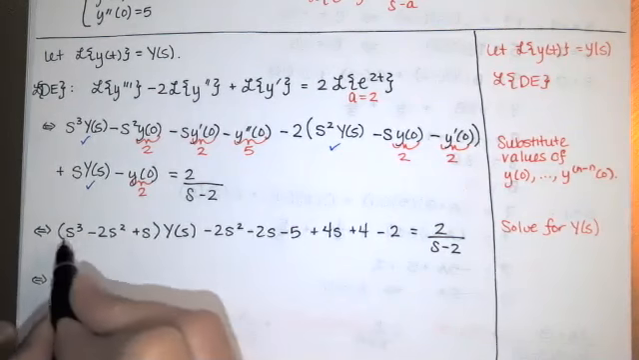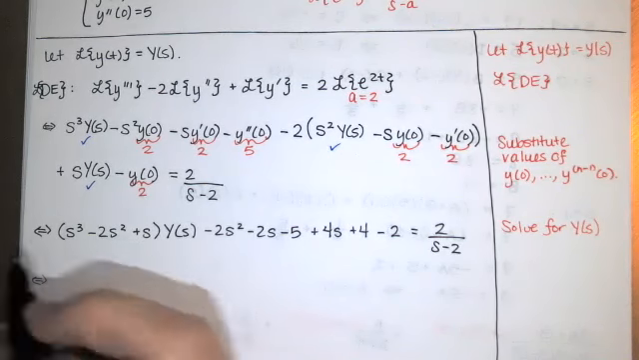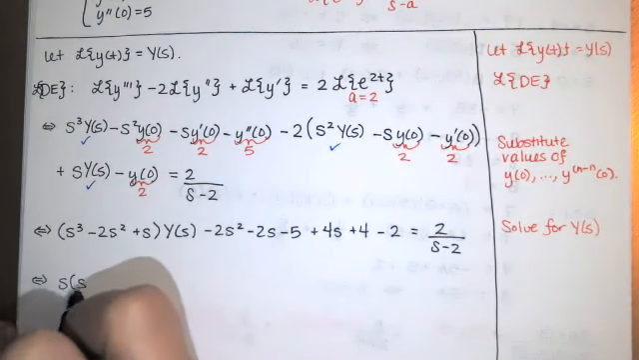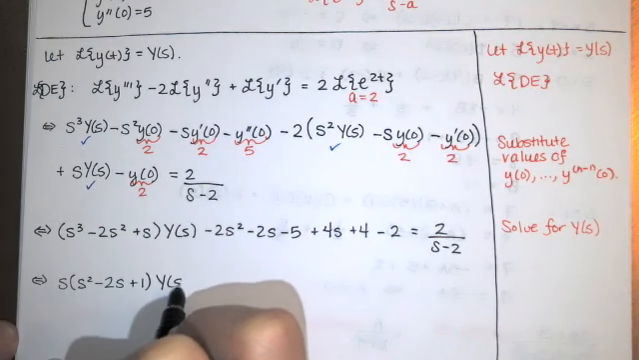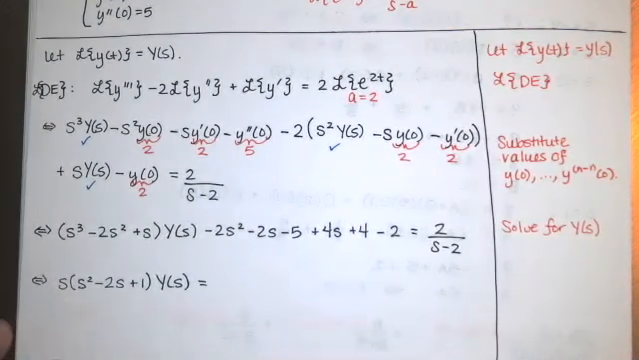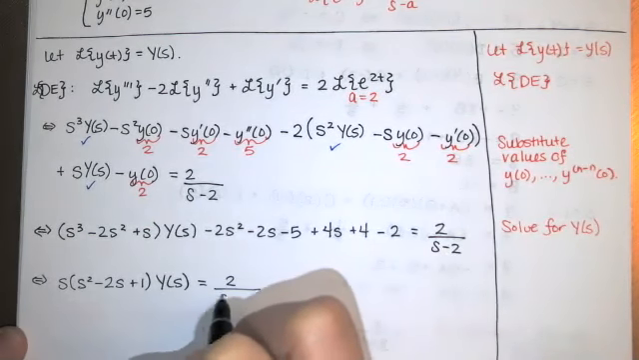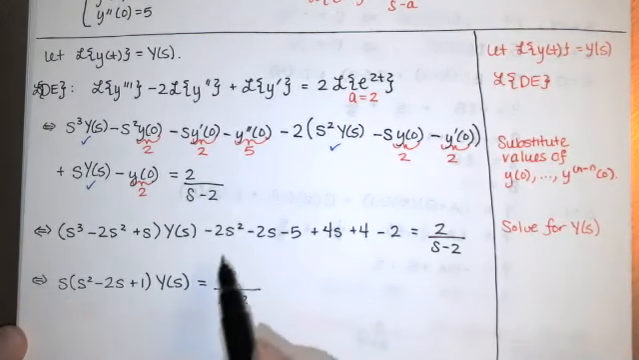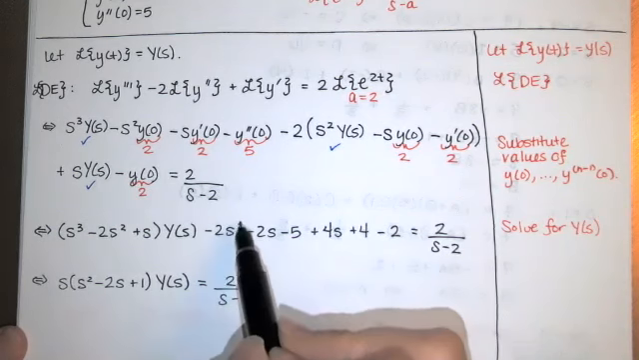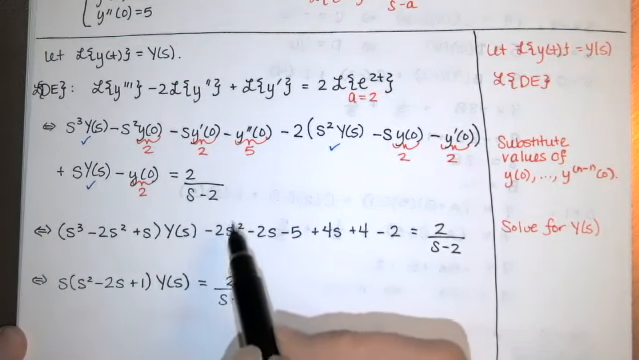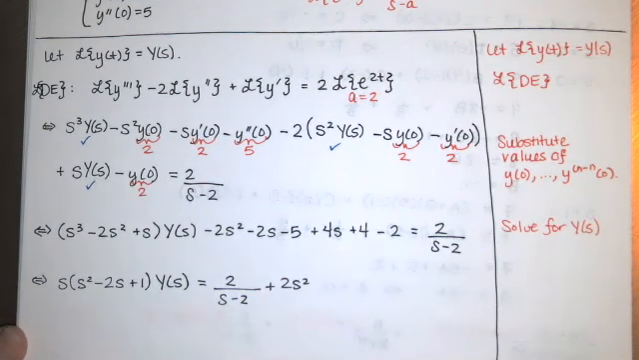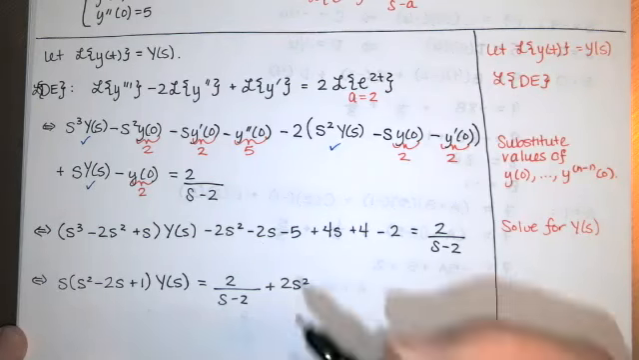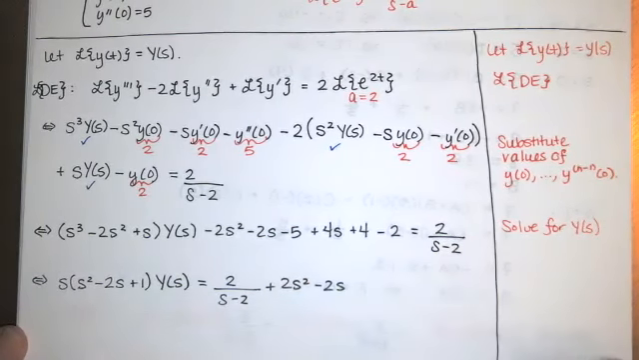I would factor this as well. These all have a factor of s in common. So I've got s times s squared minus 2s plus 1 times y of s there equals this 2 over s minus 2. And then I want to add terms to the other side. So this guy, if I add it to both sides, will give me a 2s squared on this side. Then I've got a negative 2s plus 4s is positive 2s. Subtract that from both sides.